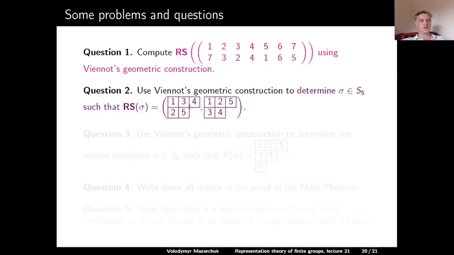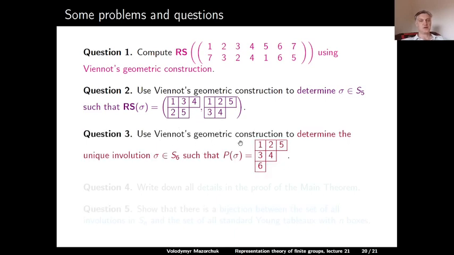So the first tableau is 1, 3, 4, and 2, 5, and the second tableau is 1, 2, 5, and 3, 4. Question 3. Use Viennot's geometric construction to determine the unique involution sigma in S_6, whose insertion tableau is the tableau of shape 3, 2, 1, with 1, 2, 5 in the first row, 3, 4 in the second row, and 6 in the third row.